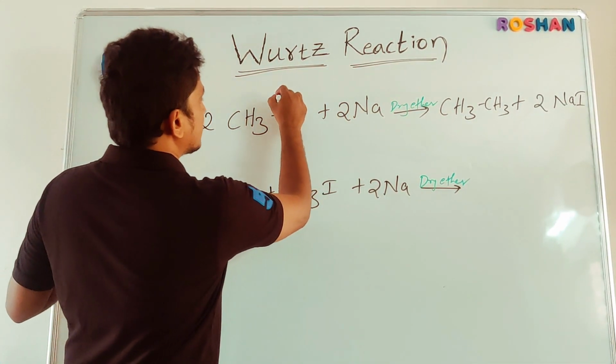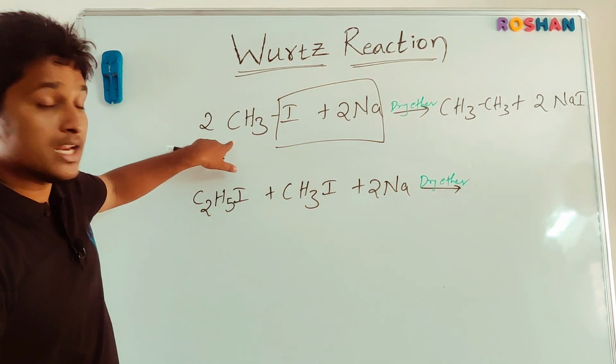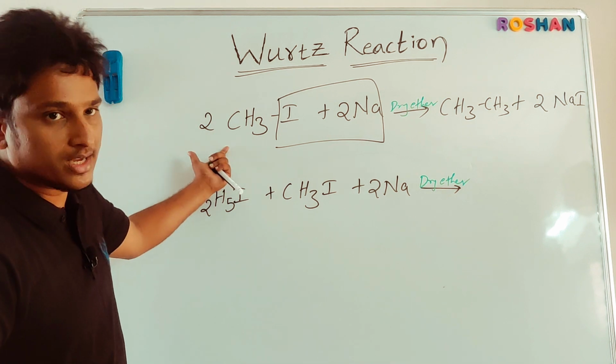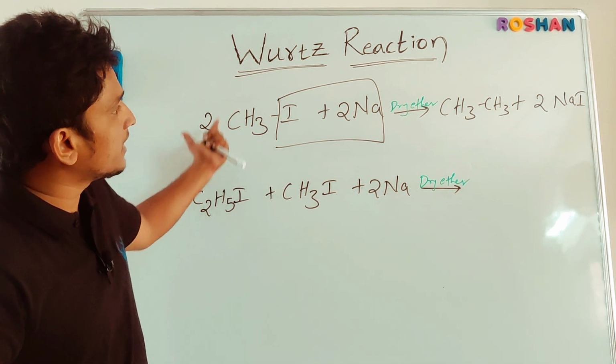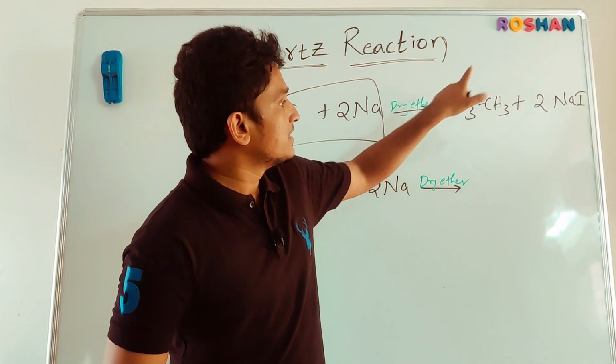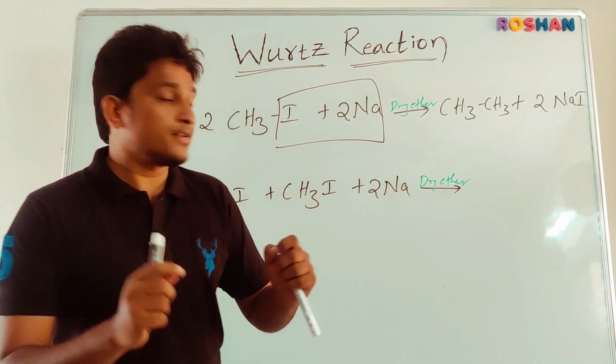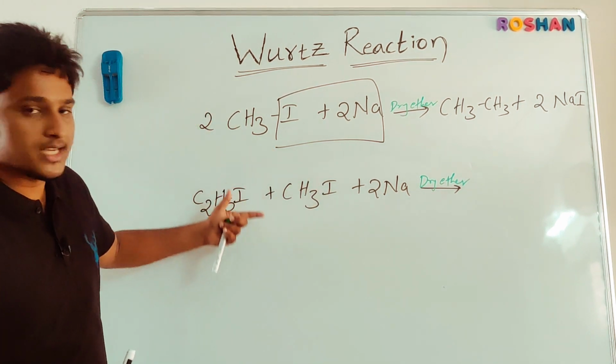You can directly check for the combination of sodium with halogen. And the remaining part, the alkyls, here it is methyl. So a methyl free radical combines with another methyl free radical and it forms ethane. Is it clear, the first reaction? Now look at the second reaction. So students, what is the difference between the first reaction and the second reaction?